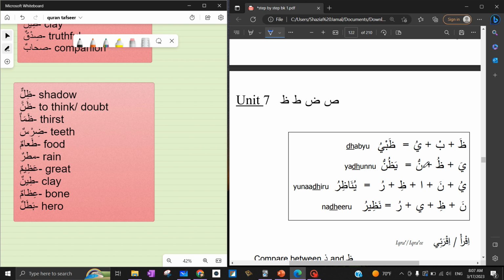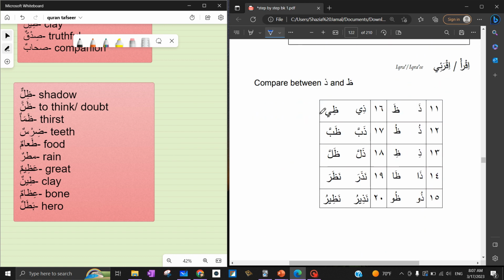And now we come to some random words. Wab you, wab you. Yadhunnu, yadhunnu. Yunadhir, and it's always very heavy, because here it's a kasra. Even though it's a kasra, you have to pronounce it heavy. Nadhir, nadhir.